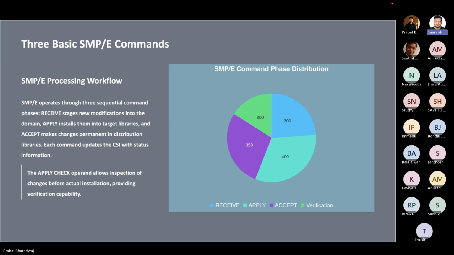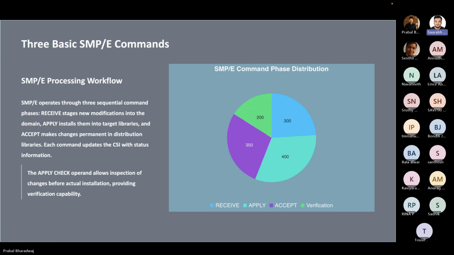So every change flows through three steps. One is receive, second is apply, and third is accept. And SMP tracks everything in the CSI. So with the help of this control flow, the three steps, receive, apply, and accept, this is what keeps the mainframe system stable even while we are constantly changing it.